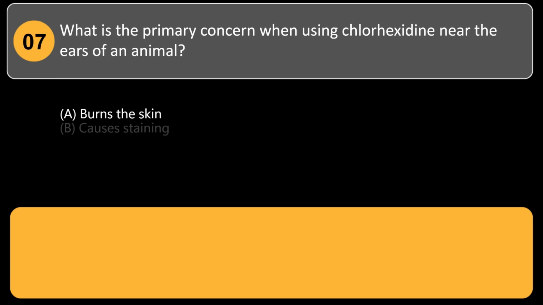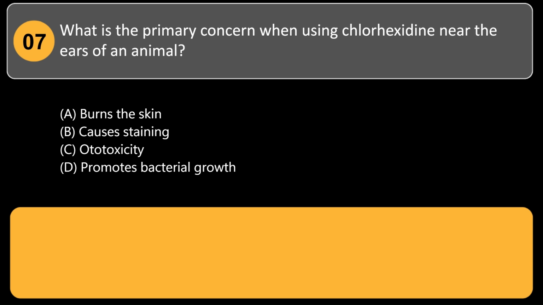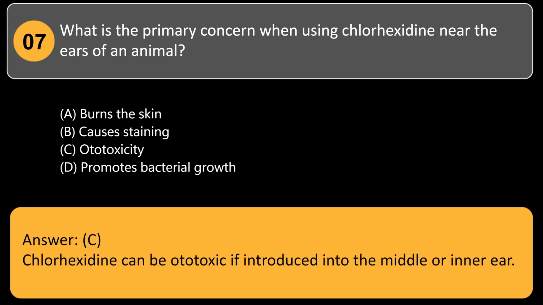What is the primary concern when using chlorhexidine near the ears of an animal? A. Burns the skin. B. Causes staining. C. Ototoxicity. D. Promotes bacterial growth. Answer, C. Chlorhexidine can be ototoxic if introduced into the middle or inner ear.